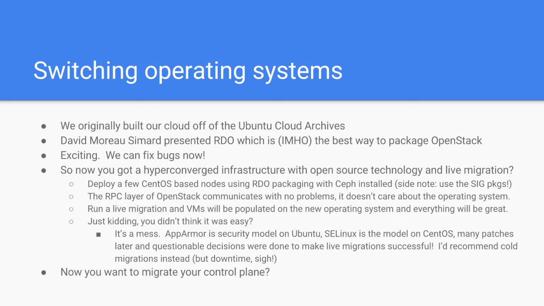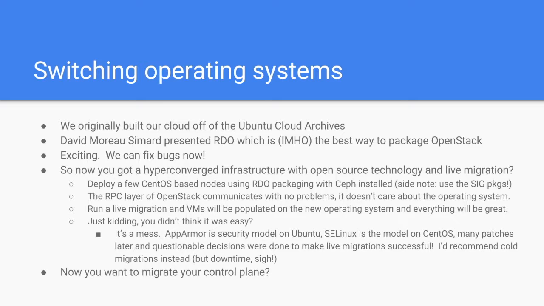Yeah, so this is how we started. Again, I think you're starting to see the pattern. We deploy a few nodes with a different operating system, so the CentOS RDO packages. Now, keep in mind, OpenStack is all Python, so it doesn't really matter if it's running on Ubuntu or running on CentOS. It's just a bunch of Python code. And so the RPC layer will communicate with no problem.